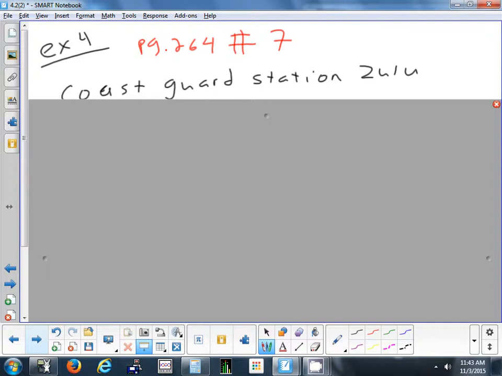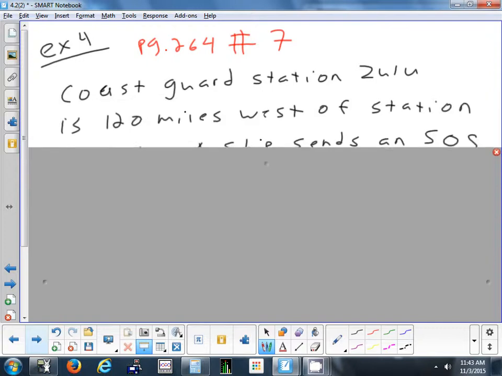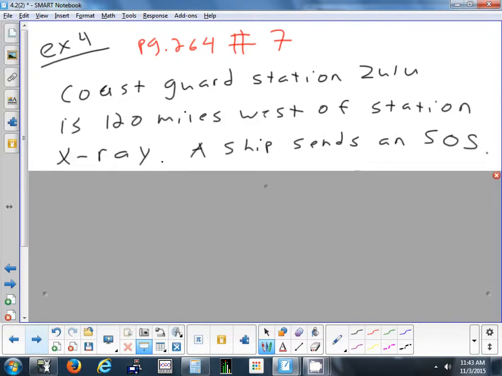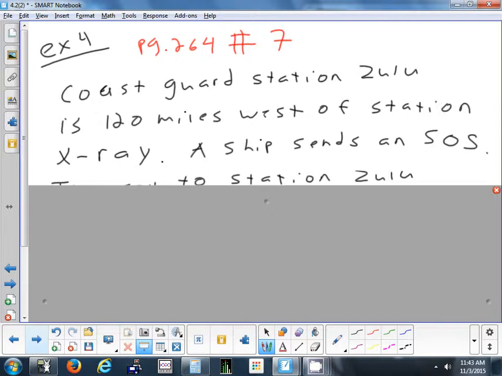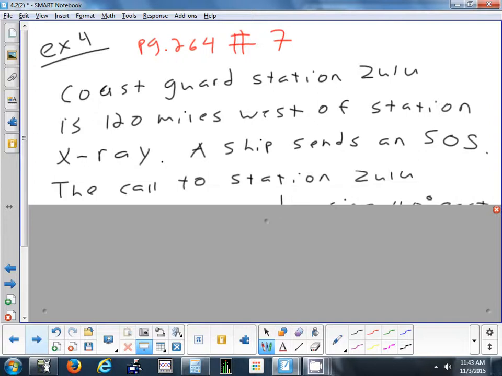All right, so we got 2 Coast Guard stations. The 2 Coast Guard stations are called Zulu and X-ray, and the stations are 120 miles apart. A ship sends out an SOS signal, and each station hears the signal.